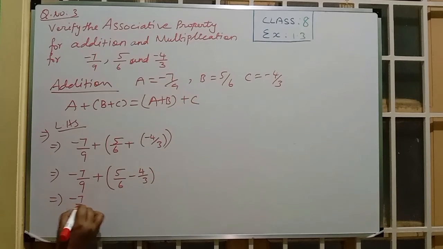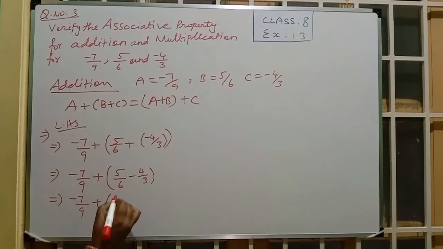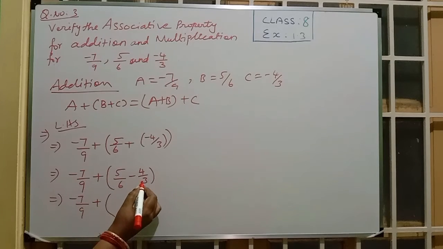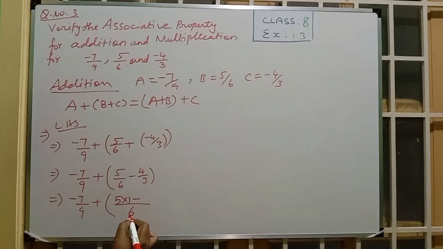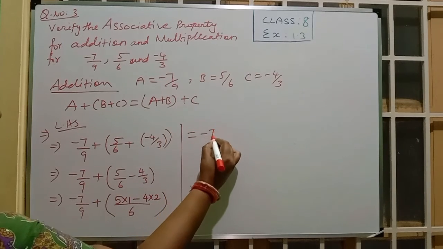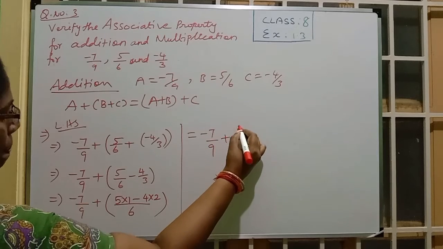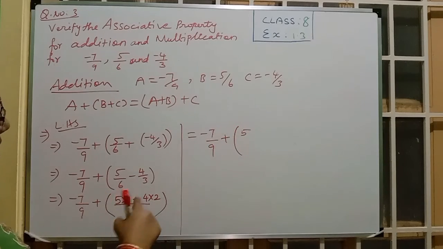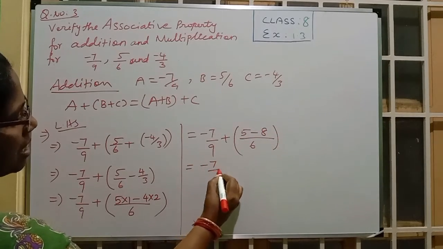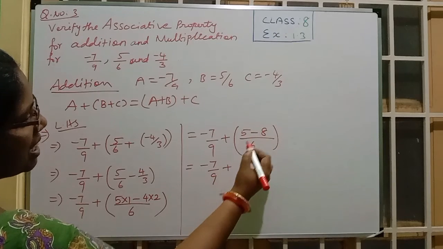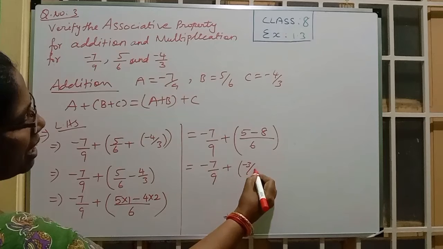Now minus 7 by 9 plus, the value inside the bracket, let us solve it. The LCM of 3 and 6 is 6. 6 into 1 is 6, so we need to multiply by 1. 5 into 1, and 3 table, 3 2s are 6, so 4 into 2. That is equal to minus 7 by 9 plus open bracket 5 1s are 5 minus 4 2s are 8, divided by 6. We get minus 7 by 9 plus 5 minus 8, that means minus 3 by 6.